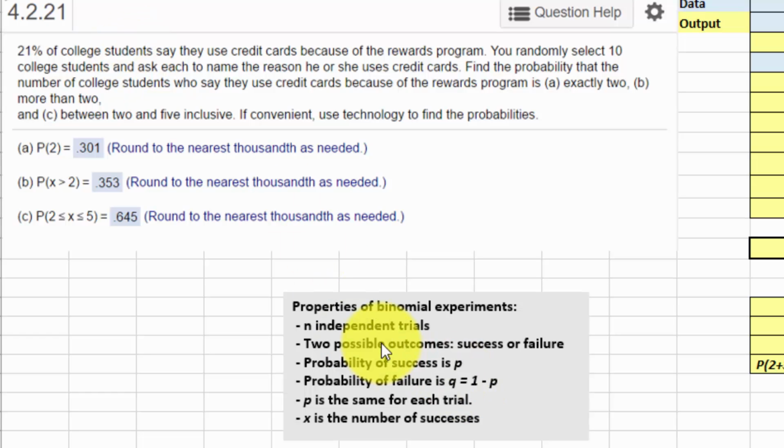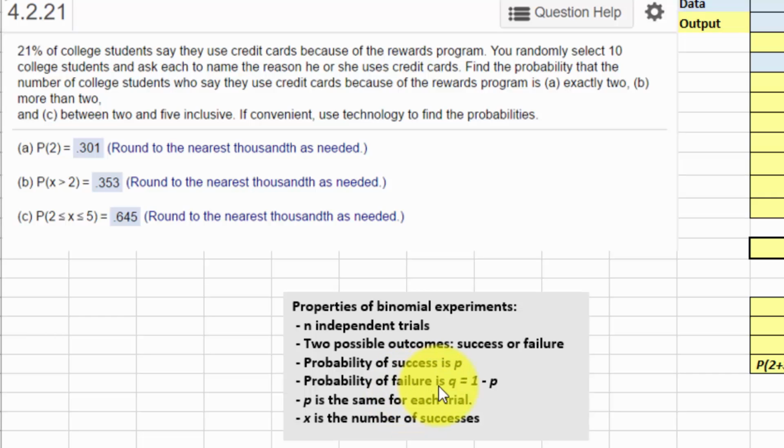Okay, again, reviewing the properties of the binomial experiment so that we can recognize these word problems. We have n independent trials. Here we've got the 10 randomly selected, so that's independent. We've got 2 possible outcomes, success or failure. Here it's yes or no. The reason they use the credit cards is or is not the rewards program. The probability of success is p. In this case, it's the proportion, 21% or 0.21.